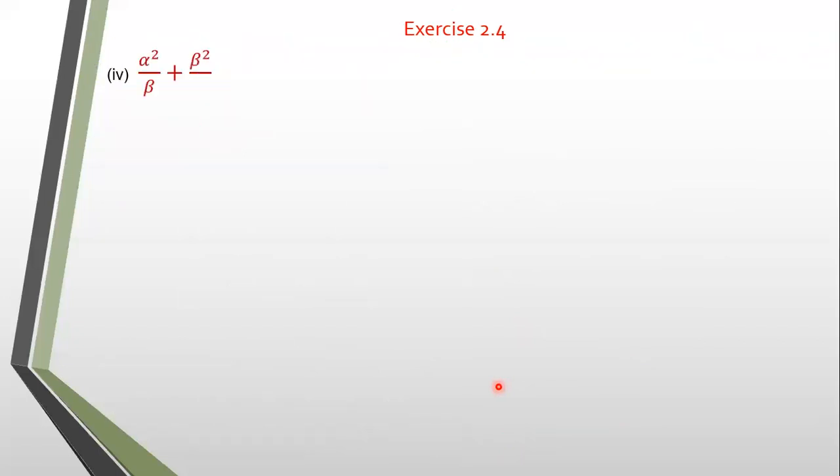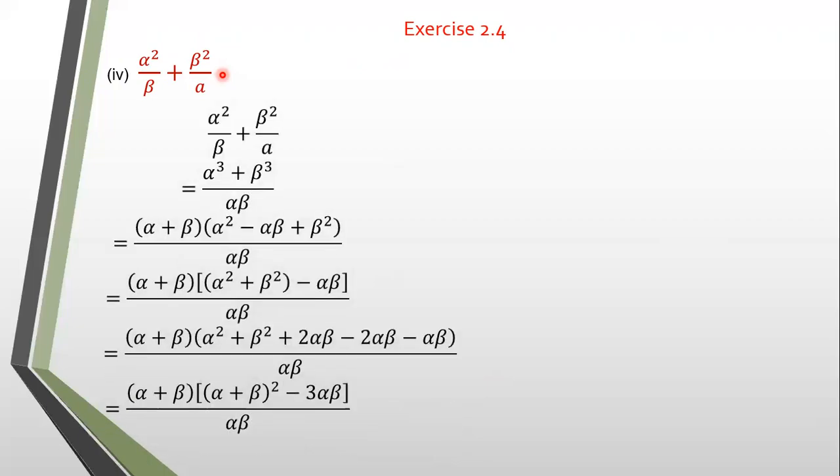That is alpha square over beta plus beta square over alpha. Any question that is in the form of a fraction, we will take LCM. Alpha square over beta plus beta square over alpha can be written as alpha beta as LCM, and the numerator is alpha cube plus beta cube. This alpha multiplied by this alpha square, we will get alpha cube, and this beta multiplied by this beta square, we will get beta cube, and divided by alpha beta.